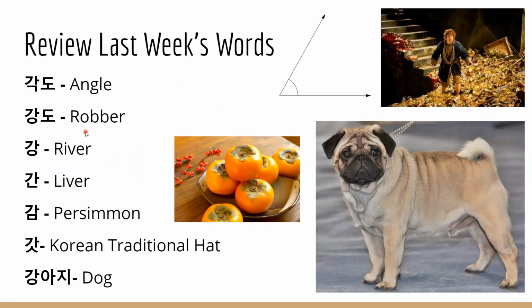강도 means robber. 강 means river. 간 means liver. 감 means persimmon. And 갓 means Korean traditional hat. And finally, 강아지 means dog.